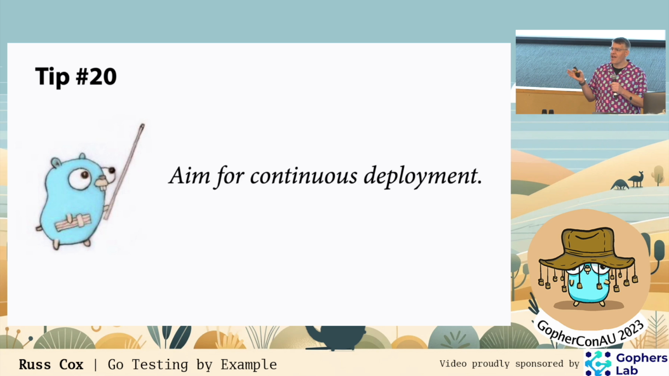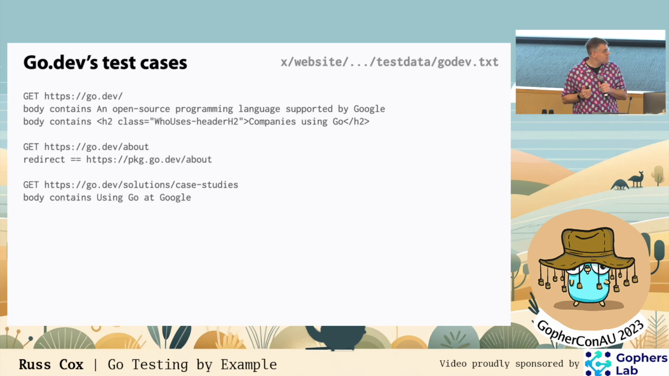And so even if you never actually enable continuous deployment, aiming for it can help keep you honest and improve the quality of your tests and improve the quality of your code. So I mentioned earlier that the Go website uses continuous deployment. And on each commit, we run these tests to decide, is the server good enough to publish? And at this point, you won't be surprised that we wrote a little testing script language for these tests. Here's what they look like.